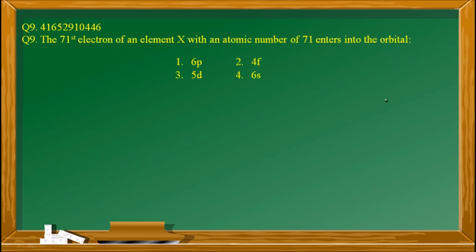Next, the 71st electron of an element X, we don't know the element, with an atomic number of 71 enters into the orbital. Here, friends, 71 means this is a lanthanide. Lanthanides are f block elements. Just by simply assuming, you may choose 4f, but this is wrong. So it is an f block element. What is the orbital? Let us see.